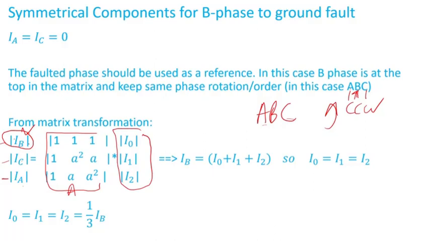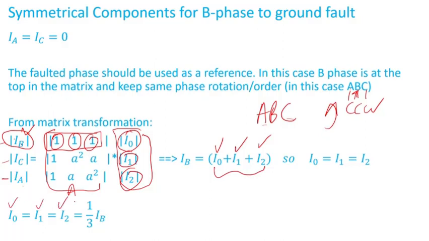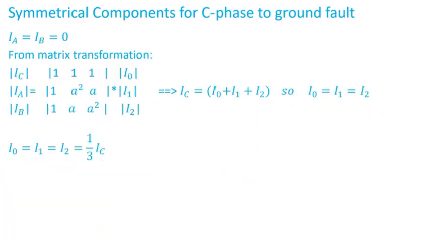Now if I write the term out for phase B, I have to use this row since IB is in the first row. So IB is equal to 1 times I0, which is this one here, plus 1 times I1, which is here, plus 1 times I2, which is here. So there is no phase shift basically. Then I0 is equal to I1 equal to I2, which is a third of the faulted phase. So now it makes sense.